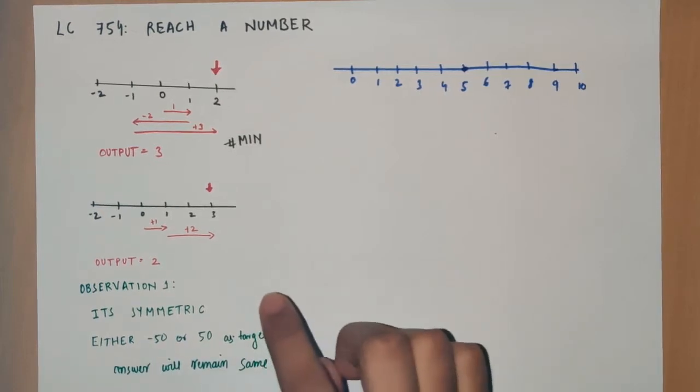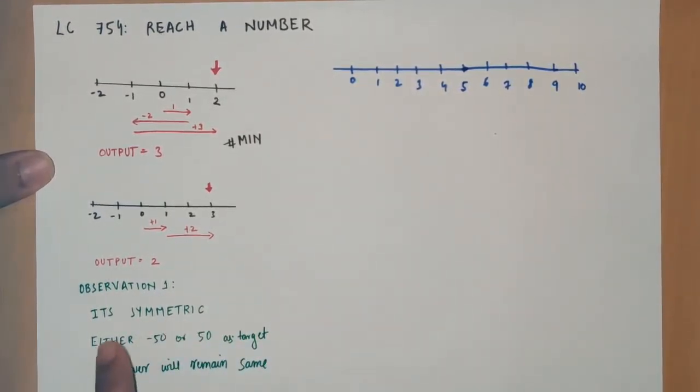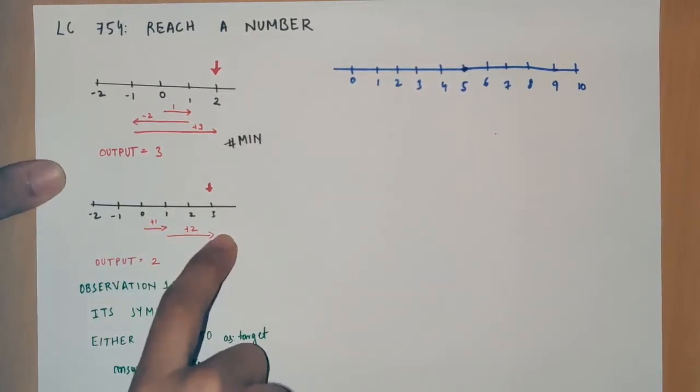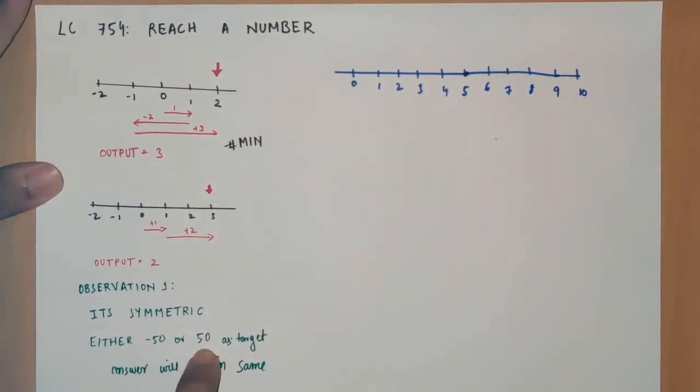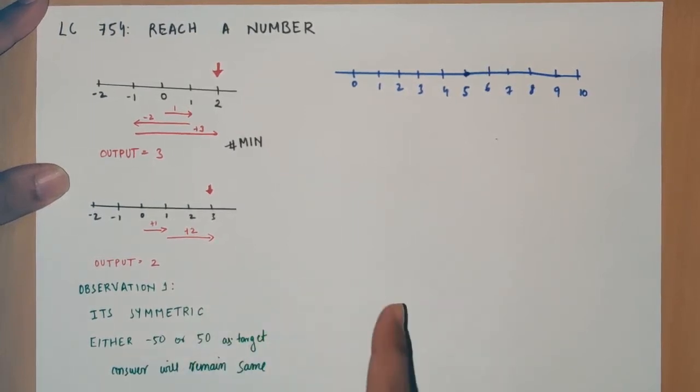There is one observation here which you can look at. It's symmetric along the x-axis. Suppose our target is minus 50 or plus 50, the answer will remain the same. Suppose x is the answer for minus 50, then for either minus 50 or plus 50 the answer will be x only. This is useful because if we are given minus 50 in the question, then we can turn that into plus 50, solve it and then return the output. So we don't have to deal with negative inputs; we just have to consider positive inputs.